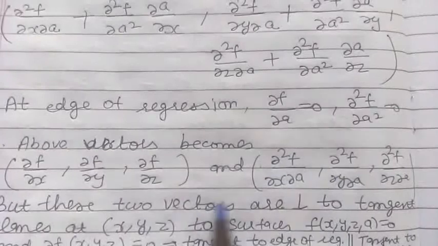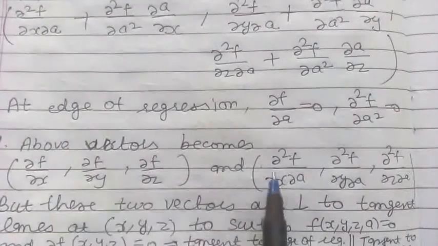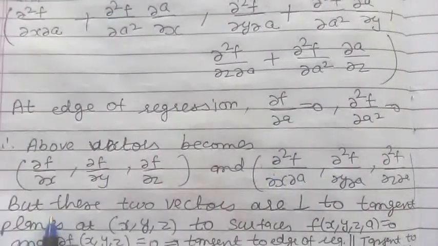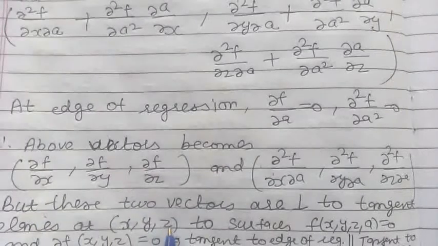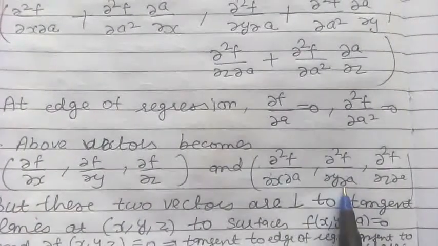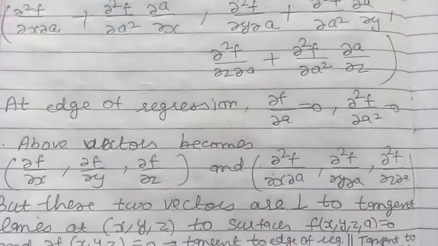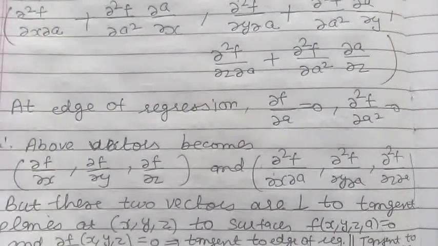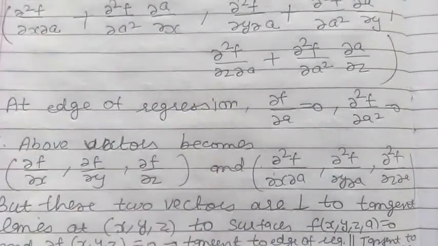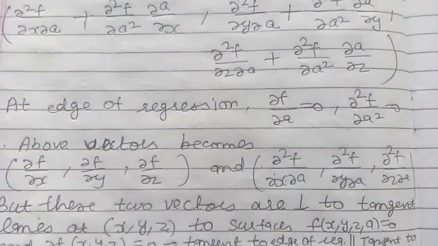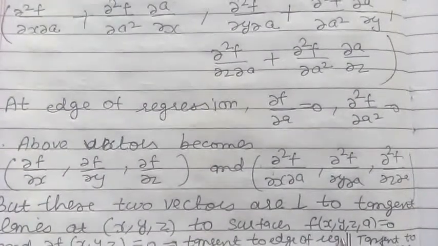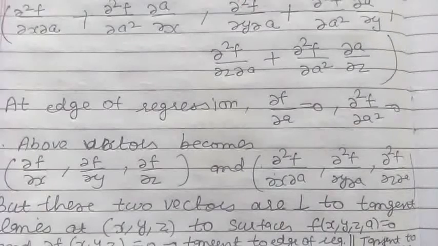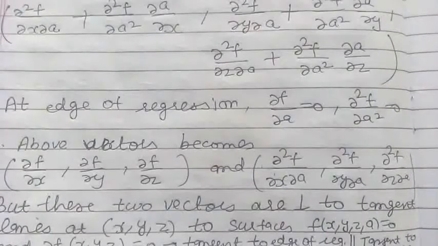But what are these? These two vectors are perpendicular to the tangent planes at the point x, y, z to the given surfaces f equal to 0 and ∂f/∂a equal to 0. It means we can say that the tangent to the edge of regression is parallel to the tangents to the characteristics. Hence, we have proved this theorem.